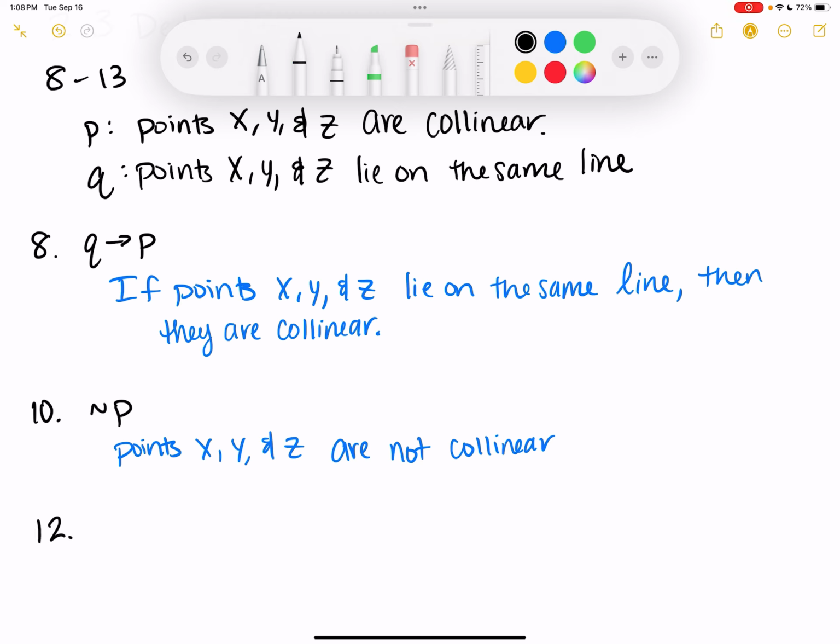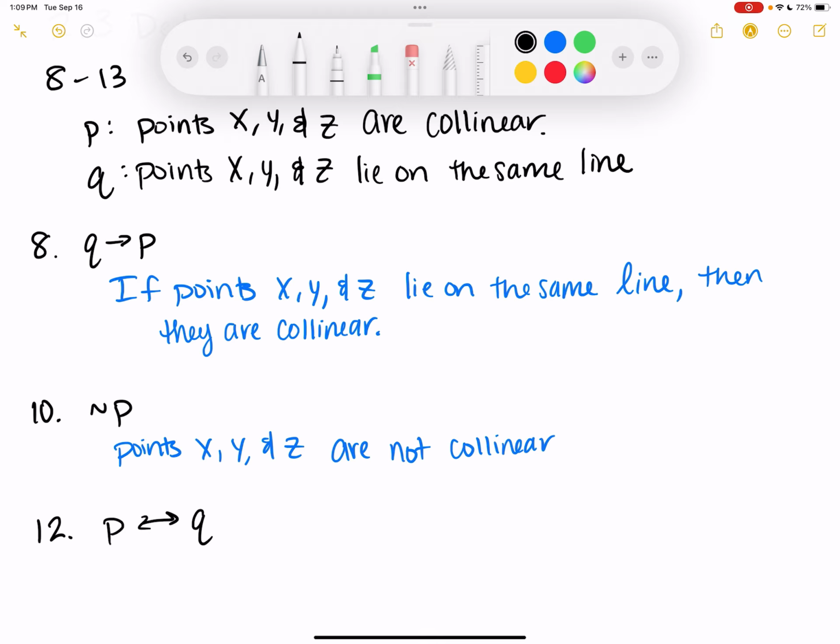P if and only if Q. So this is a biconditional one. Any idea how I would write this one? Points X, Y, and Z are collinear if and only if X, Y, and Z lie on the same line. Yep.